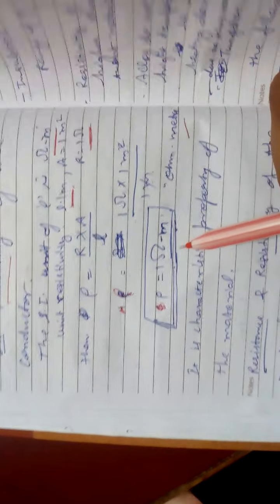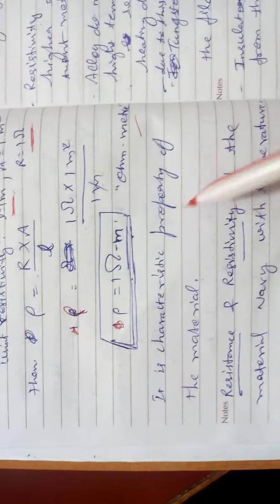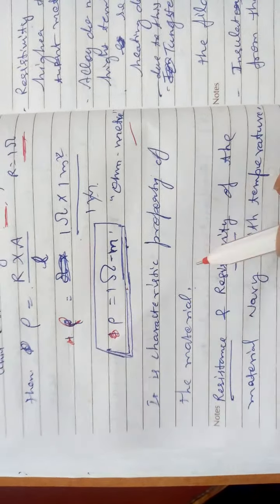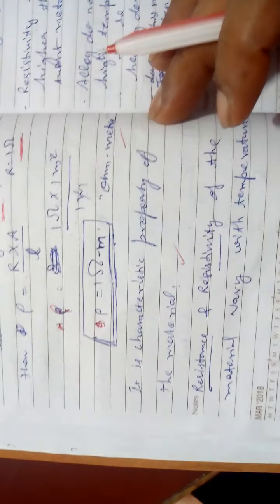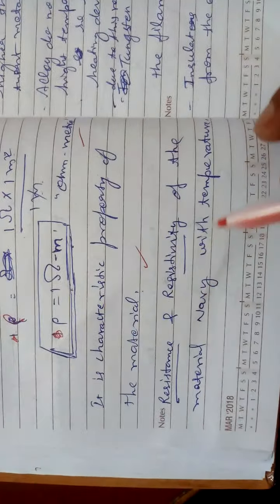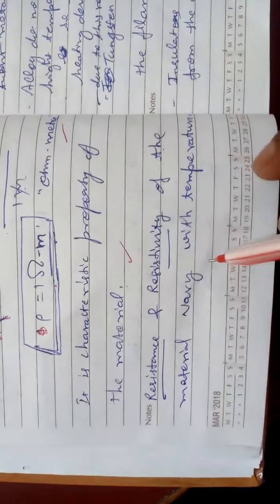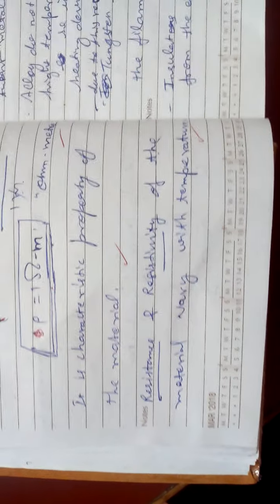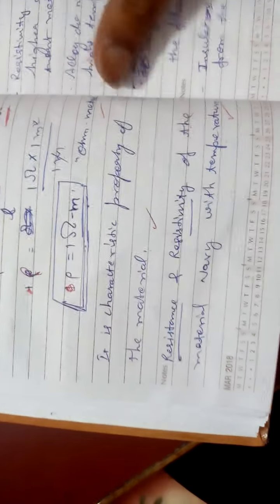It is the definition of 1 ohm meter. It is a characteristic property of a material which is used for conducting electricity. Resistance and the resistivity of the material vary with temperature. When temperature increases or decreases, then it will also change.